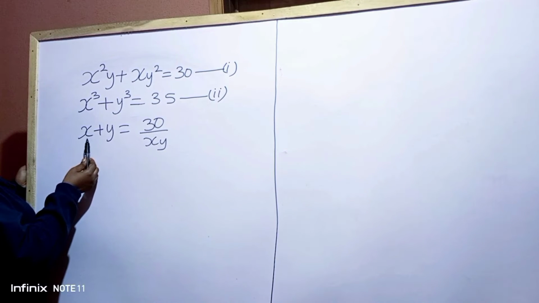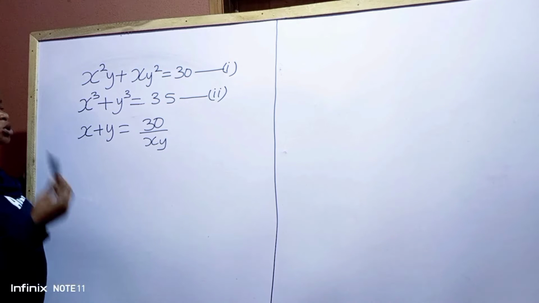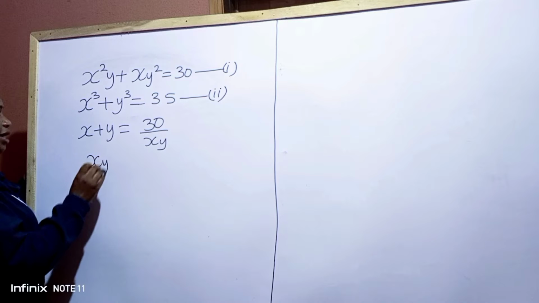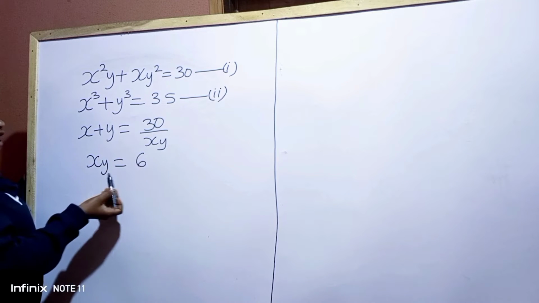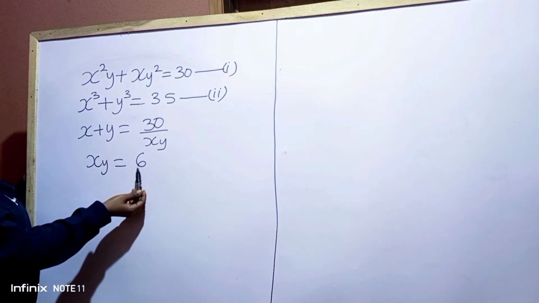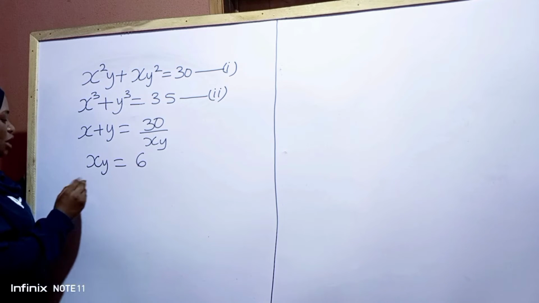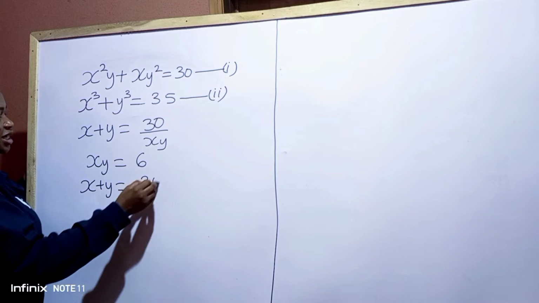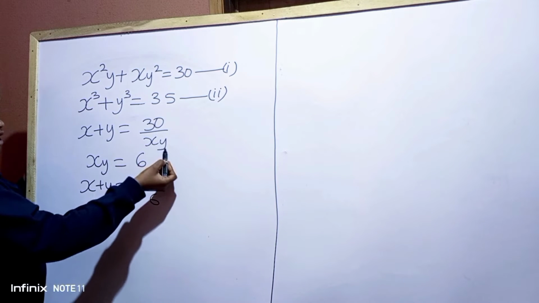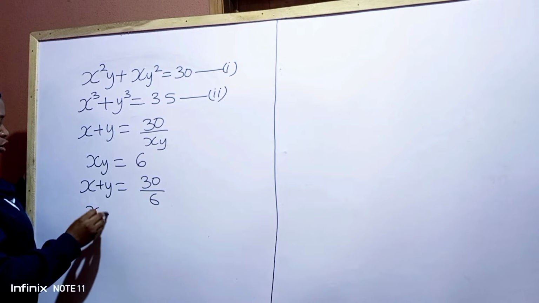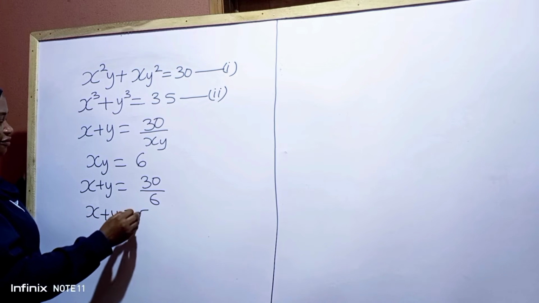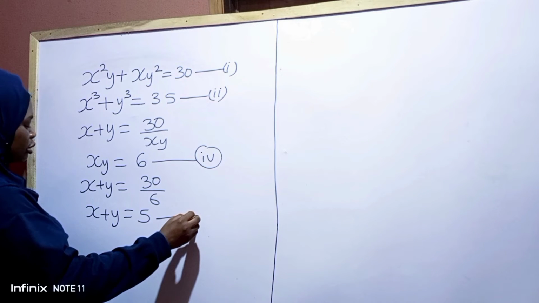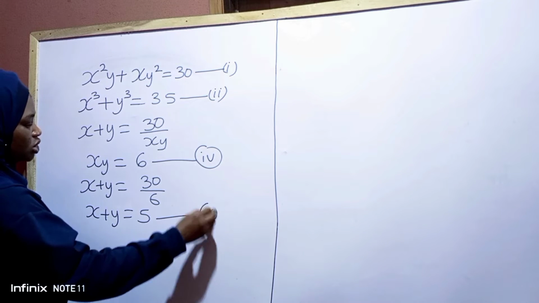You have to recall that we have x plus y equal to 30 over xy, and we have gotten xy to be equal to 6. So anywhere we see xy, we're going to substitute 6 there. So we have x plus y equal to 30 divided by 6, which is xy. So x plus y is equal to 5. This x plus y is equal to 5 will now be our equation 5.